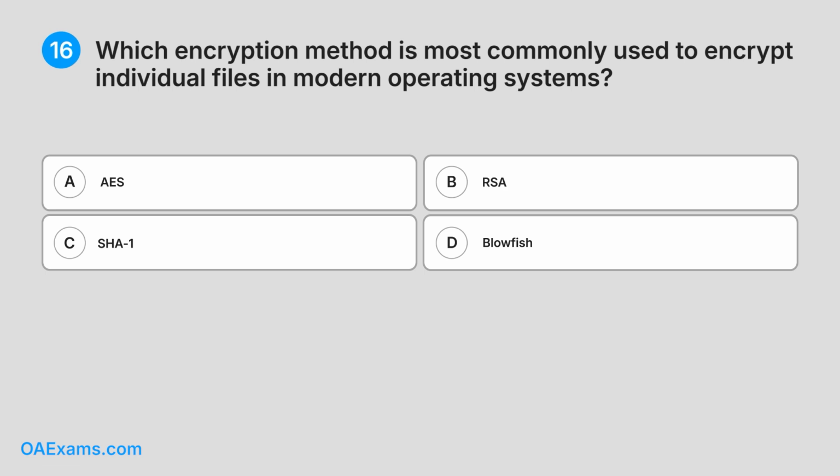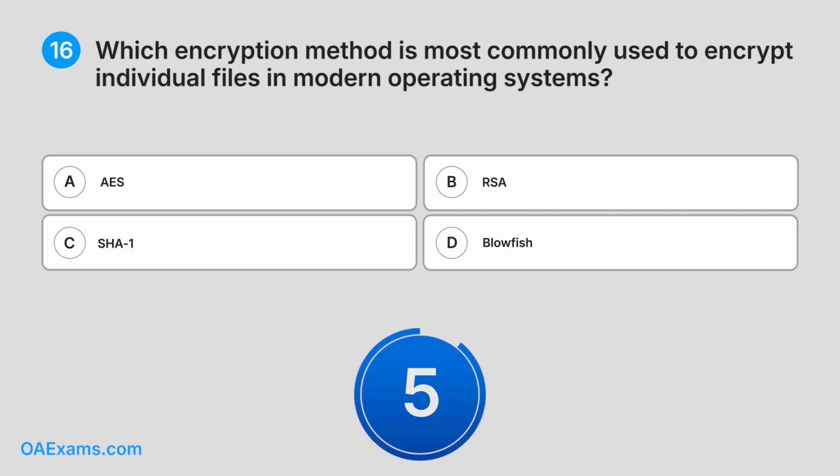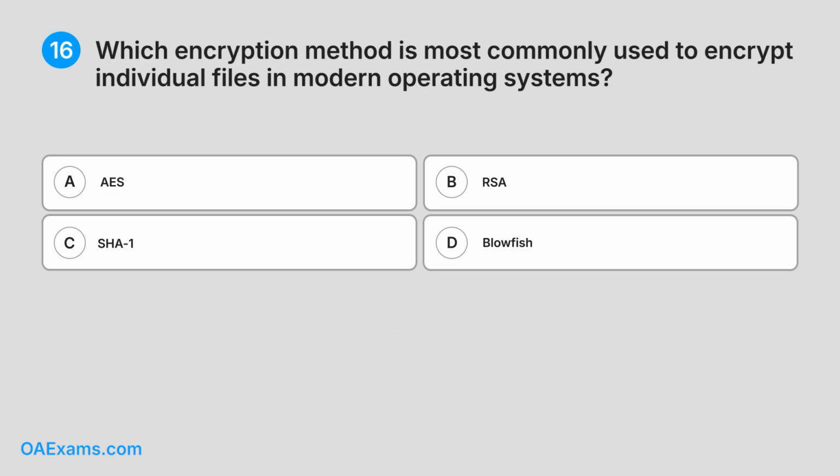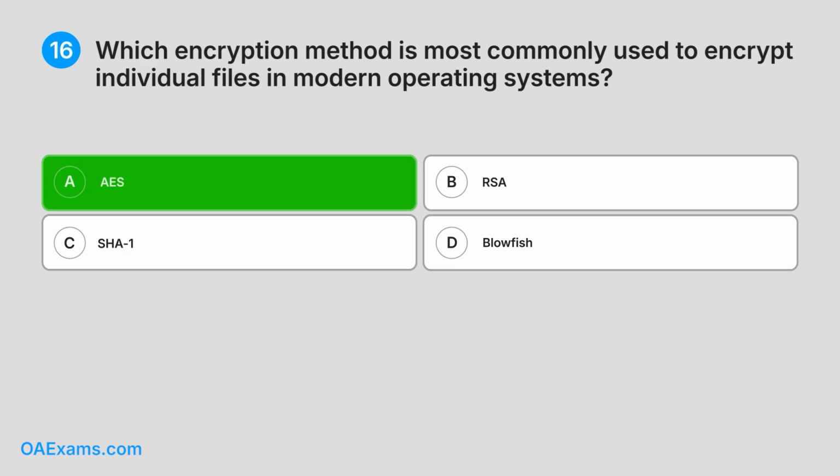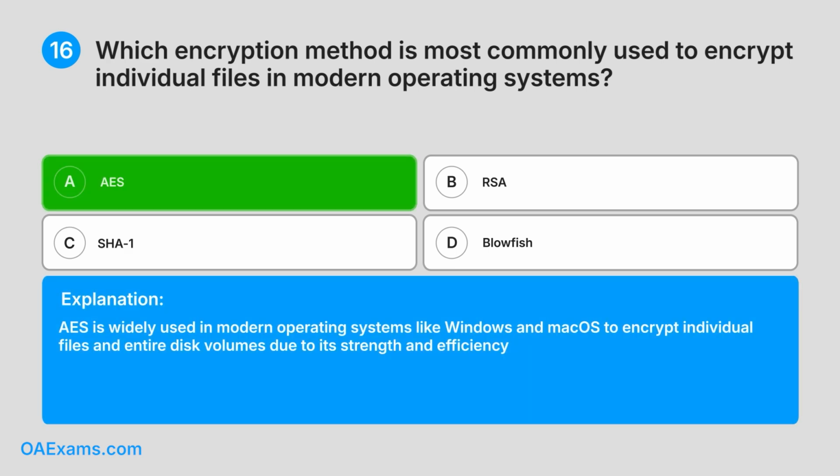16. Which encryption method is most commonly used to encrypt individual files in modern operating systems? A. AES. B. RSA. C. SHA-1. D. Blowfish. What do you think is the answer? Correct answer: A. AES. Explanation: AES is widely used in modern operating systems like Windows and macOS to encrypt individual files and entire disk volumes due to its strength and efficiency.